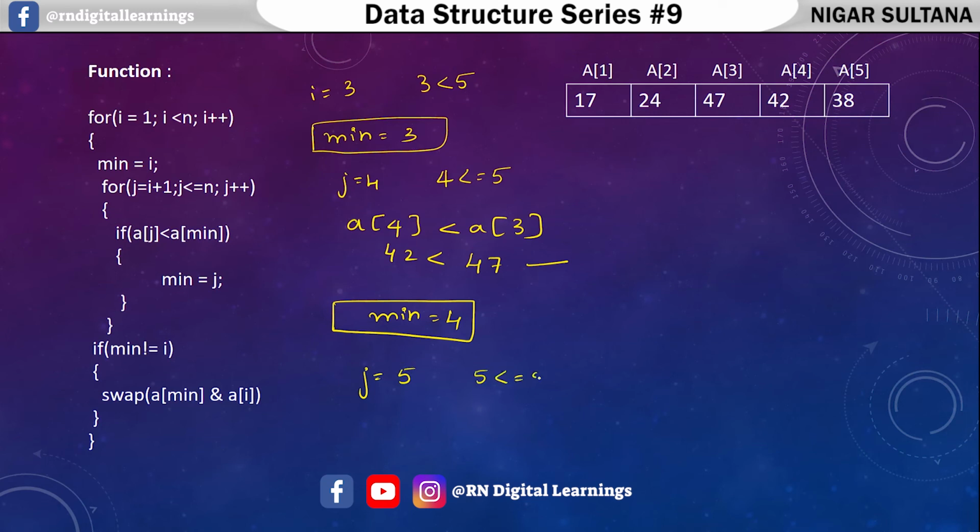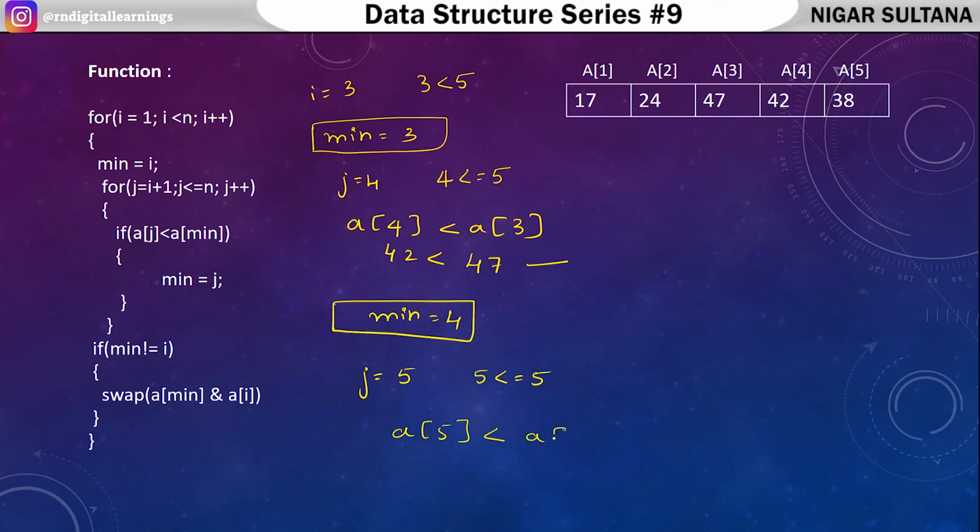Is 5 lesser than or equal to 5? Yes, it is true. If it is true, enter into the loop. We have an if statement, that is A of 5 is lesser than A of min. Min is 4. A of 5 is 38. Is 38 lesser than A of 4, that is 42? It is true. When it is true, initialize the value of min with j value. Now my min value will be equal to, what is j? J is 5. Increment j. Now j will be 6.